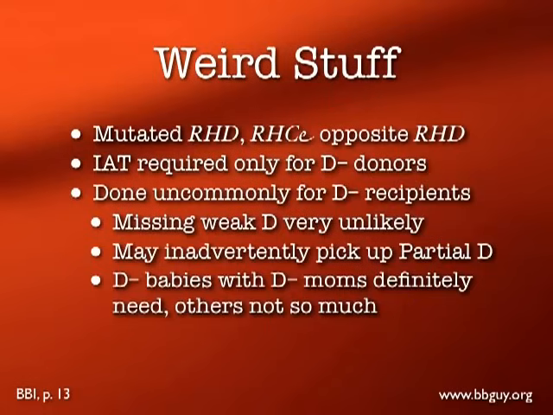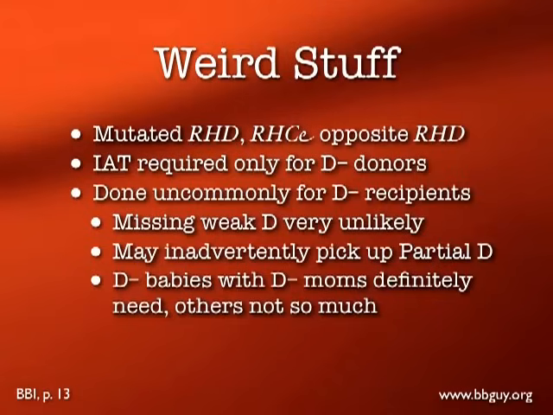Functionally, though, what this comes down to is that the only people who really need that weak D test, or the IAT, for someone who appears to be D negative are blood donors. If you're a blood donor and you test as D negative, we are required to do a weak D test on you to make sure you're not really D positive, because it has the potential, if your blood went to someone else, of immunizing them.